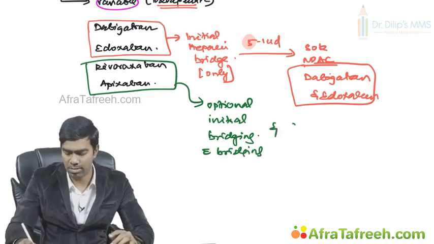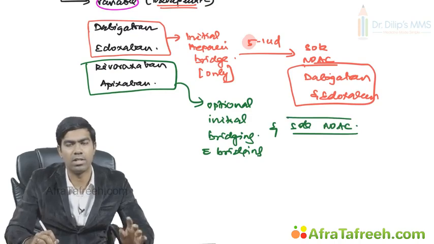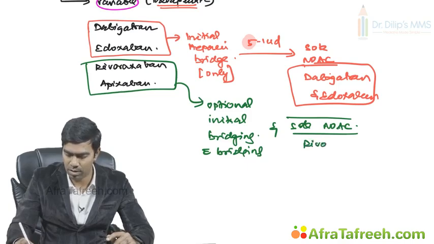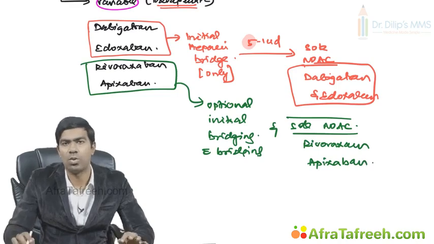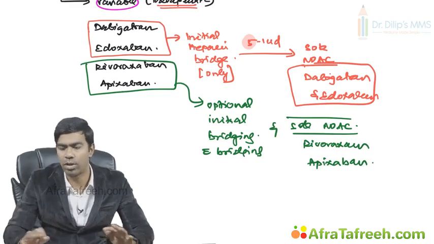And you can start them as a sole anticoagulant from the beginning itself. Sole NOAC from the beginning itself. There is no need for initial heparin anticoagulation, which means rivaroxaban and apixaban can be used as a sole anticoagulant from the beginning itself. So for prophylaxis, no need of bridging at all.